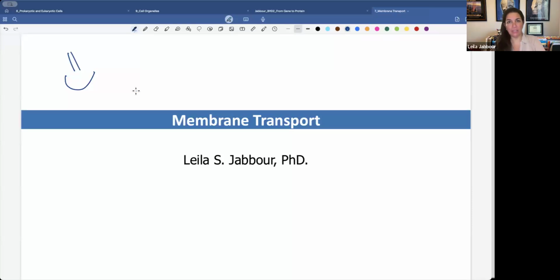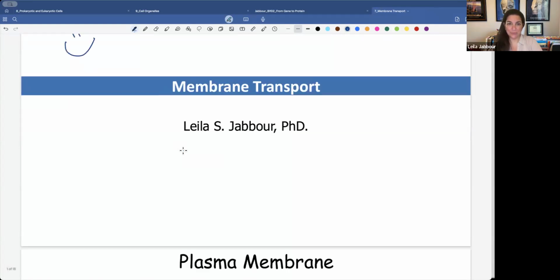So we already talked about the cell membrane, and we're going to see how the cell membrane allows solutes to go through the edges of the cell and enter the cell or exit the cell. That's what we're going to talk about today.